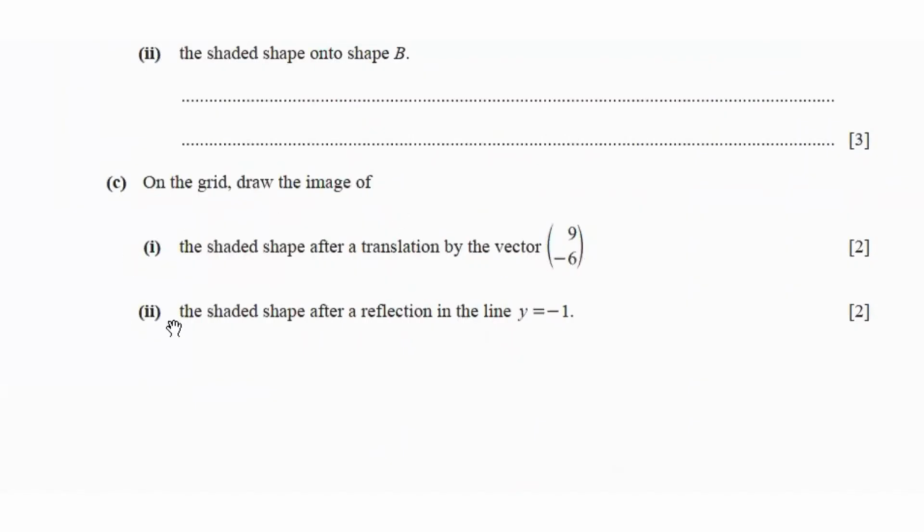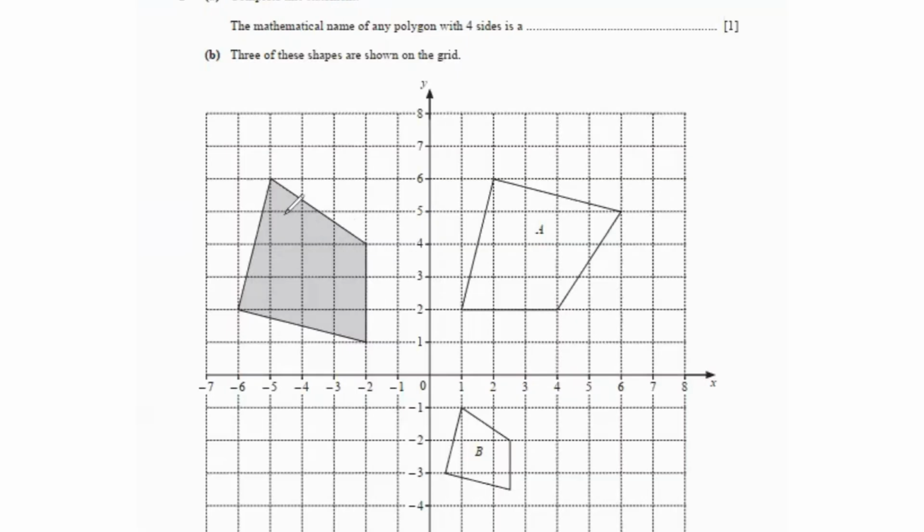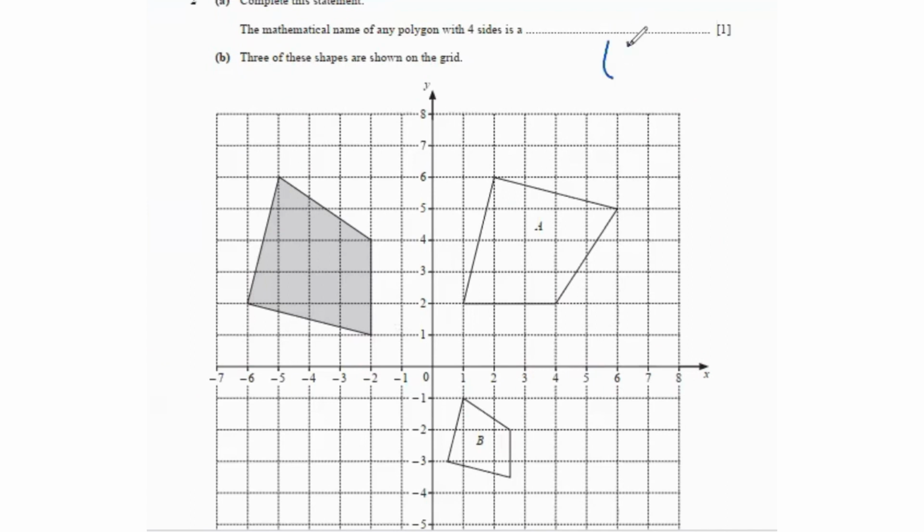And it says, on the grid, draw the image of the shaded shape after a translation by the vector 9, negative 6. So for the shaded shape to go to 9, negative 6, we're going to add 9 to the x coordinate and subtract 6 from the y coordinate. So if you look at the first point, negative 2, 1, if we add 9, that's going to be 1, 2, 3, 4, 5, 6, 7, 8, 9. And when we go 6 down, 1, 2, 3, 4, 5, 6. That's going to be the first point.